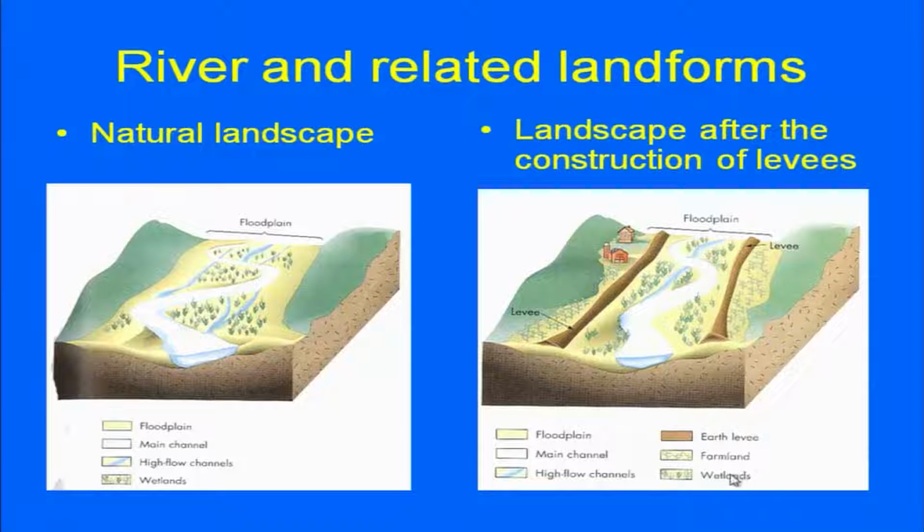Because we have utilized this floodplain, and floodplains are fertile land, people will start using them for farming. So, we started having the farmland, and within the active floodplain we have the wetlands. So, these two components we have added here: one is the earth levee and the farmland. So, this is the landscape after the construction of artificial levees.